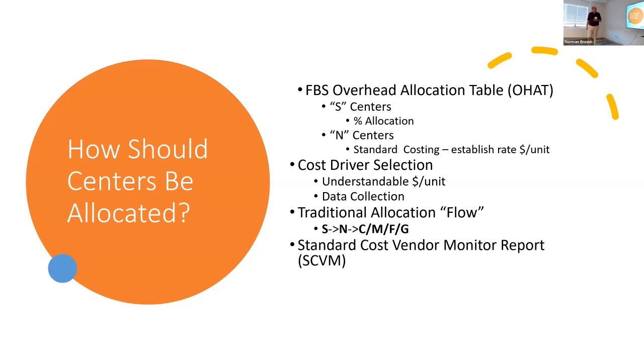So once we go through the allocation table, what do we see the results in FBS? My favorite report to go to is the standard cost vendor margin report. And Norm, do you know why that thing got called standard cost vendor margin report? It was between you and Dan worked it out.